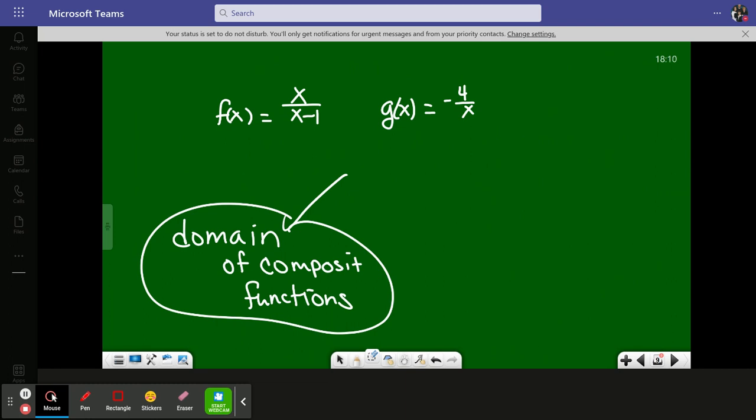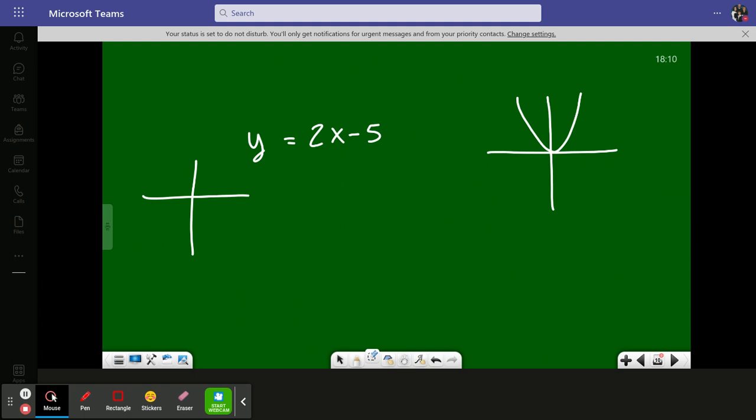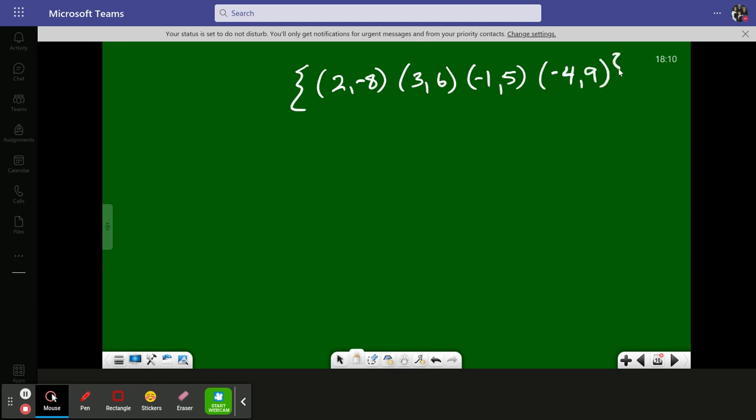All right, we're going to move into 6.2. Now, let's say I have the relation (2, -8), (3, 6), (1, -1), (5, -4), (9). Do I have a function?